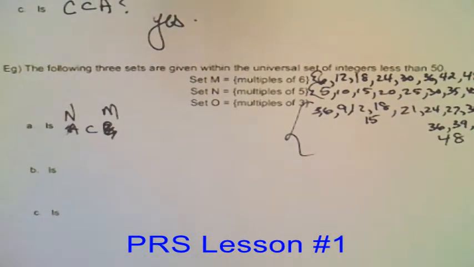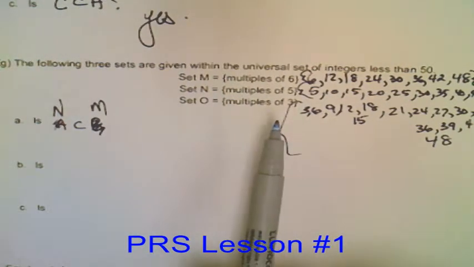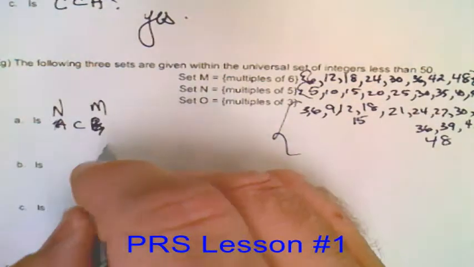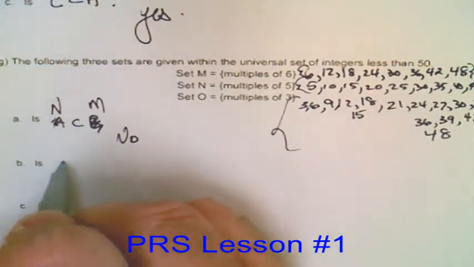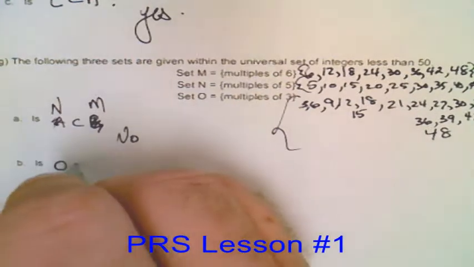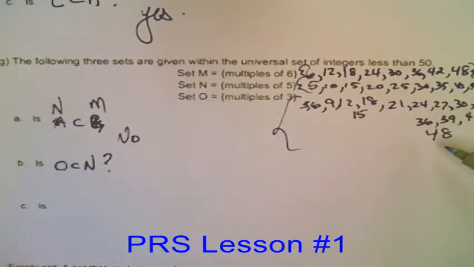Okay, and I can ask you this: is N a subset of M? Basically, are all of the numbers in N also in M? Now you can look at this by looking at the list, or you can think about the mathematics. You know the multiples of 5 are 5, 10, 15, 20. Not all of those are multiples of 6, so I could answer no very quickly.